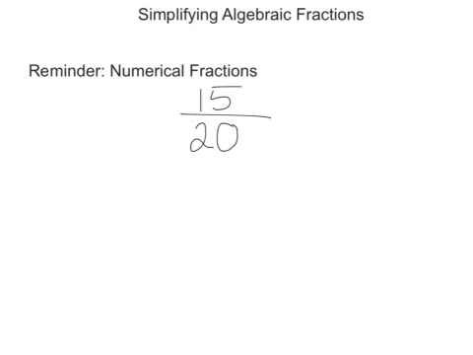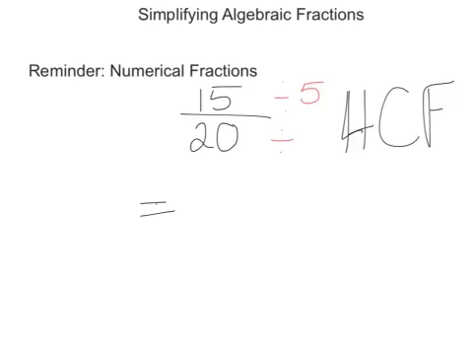Today we're going to look at simplifying algebraic fractions. Now the rules for simplifying algebraic fractions are identical to those of simplifying numerical fractions. You're constantly looking for that highest common factor. So if we look at 15 over 20, the largest number that will divide into 15 and 20 is 5. So we take both parts of the fraction and divide it by 5.